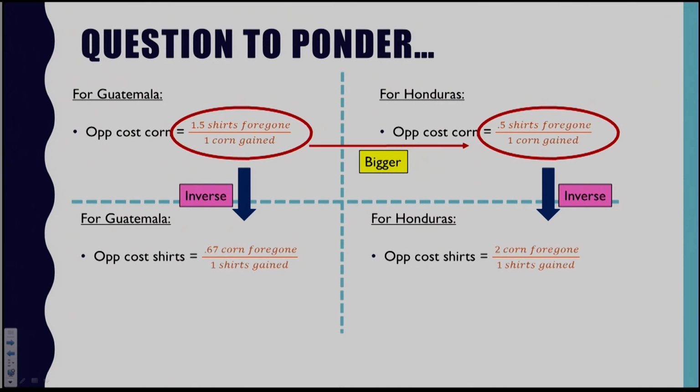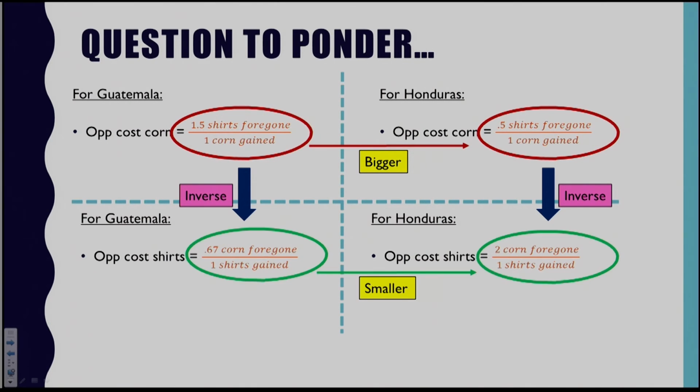All right, now we're going to look at opportunity cost of shirts. Remember, this is the inverse, so you should already be putting this together. What's going to happen? The bigger number becomes the smaller number. The smaller number becomes the bigger number. Let's see. So now we're looking at opportunity cost of shirts. 0.67 on the left for Guatemala, 2 on the right for Honduras. The number that was bigger, when we take the inverse, becomes the smaller number.